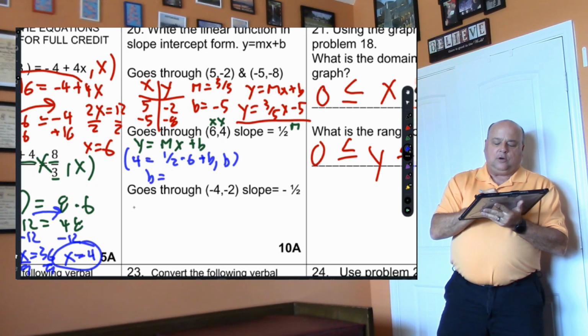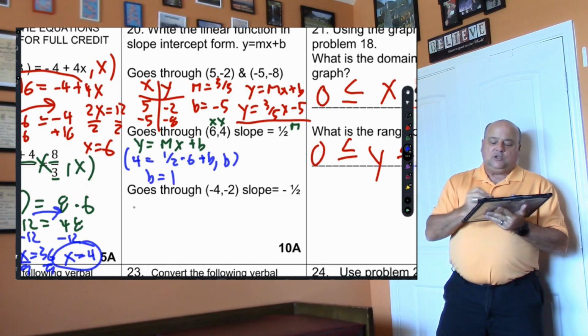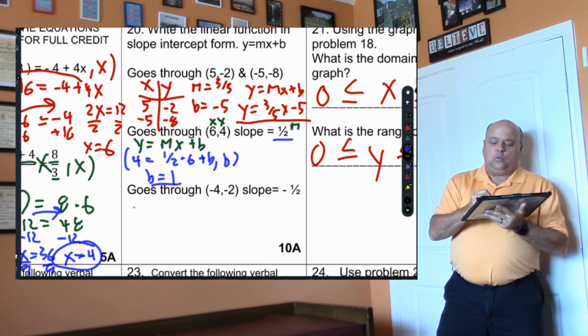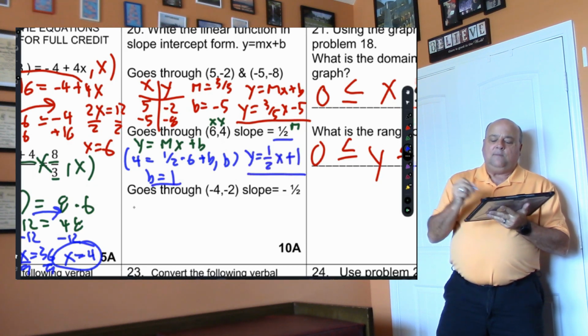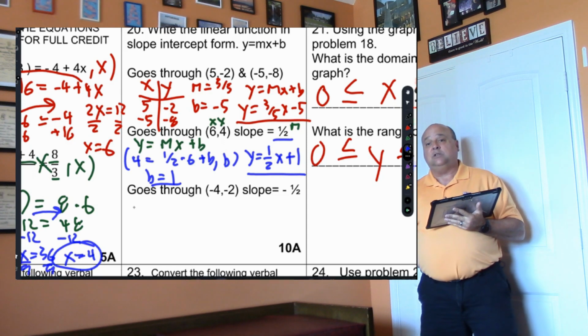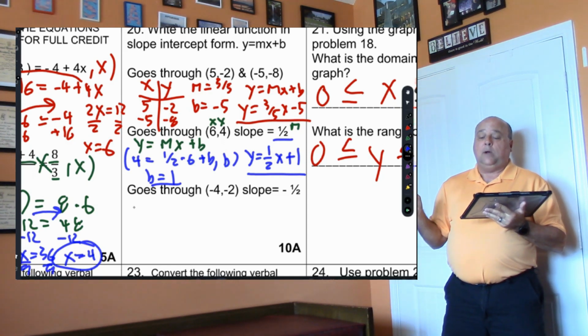If you work it out, you're going to get b equals 1. So my m is 1/2, my b is 1. I get y equals 1/2 x plus 1. That's the equation that goes through 6, 4 and has a slope of 1/2.